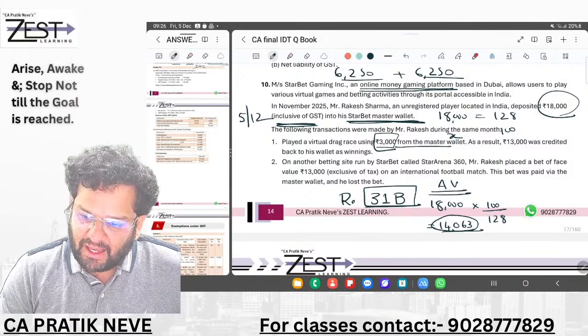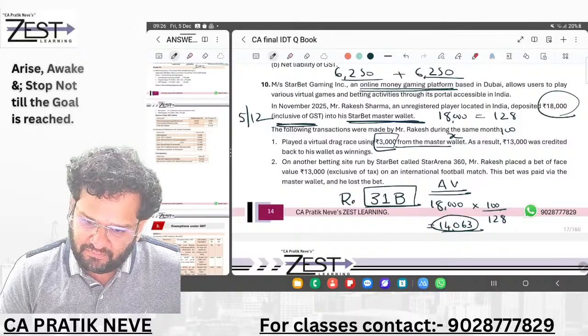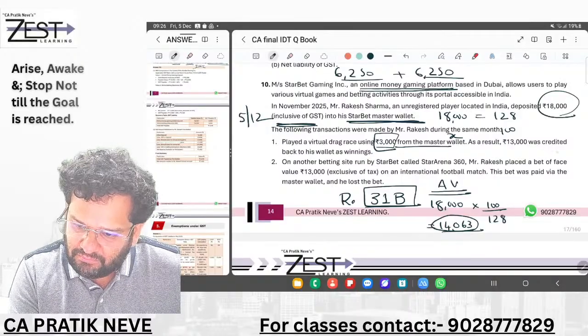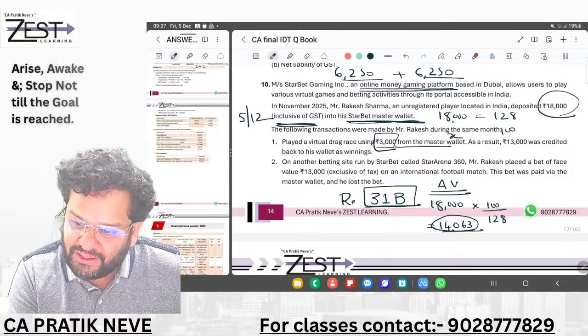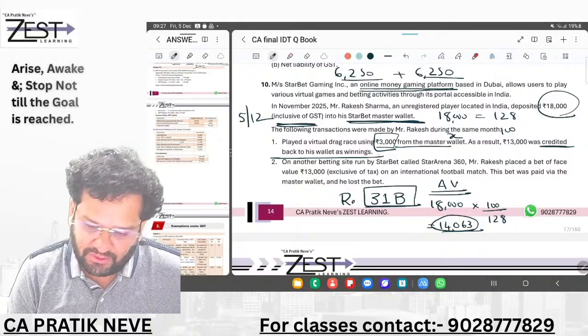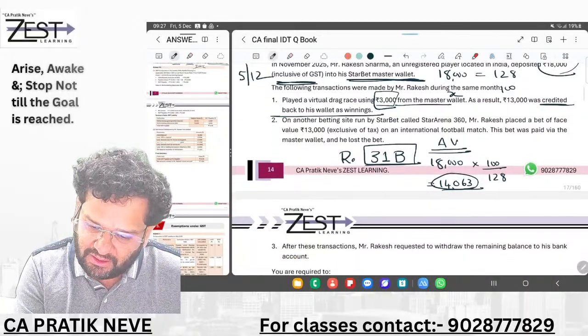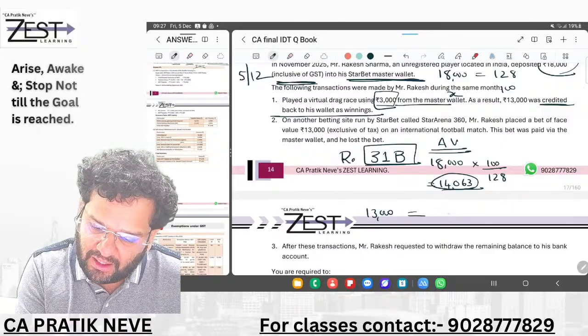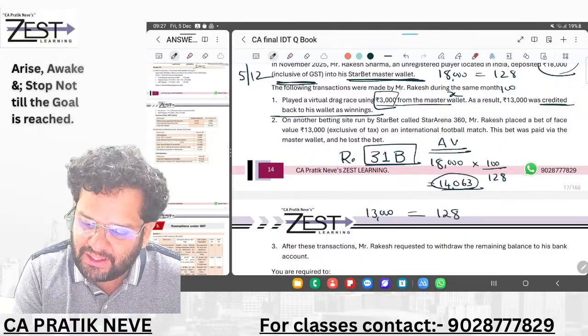Okay. As a result, 13,000 was credited back to his wallet as winnings. Good, now he won something. He won this 13,000. So basically 13,000 will be again deemed as deposited. So 13,000 will be again equal to 128.